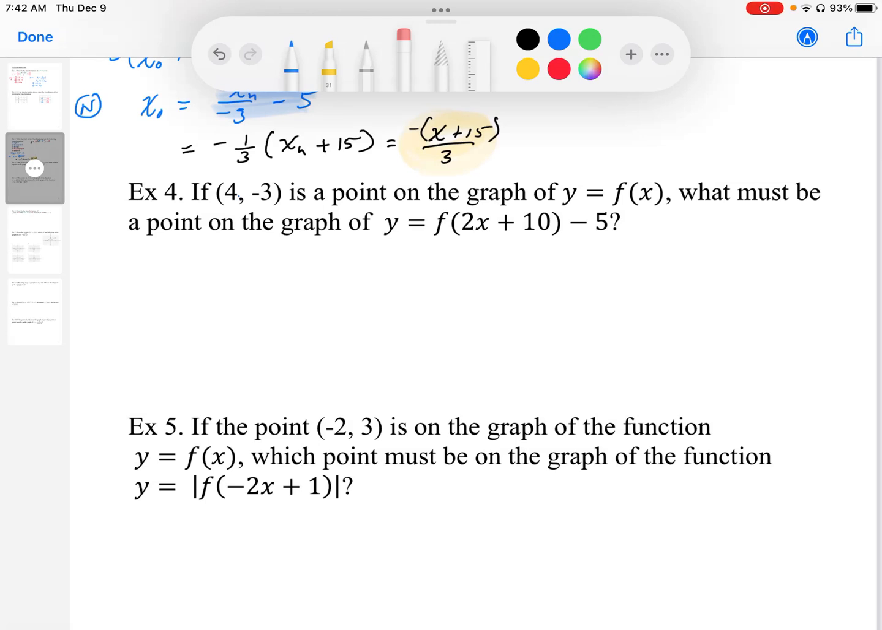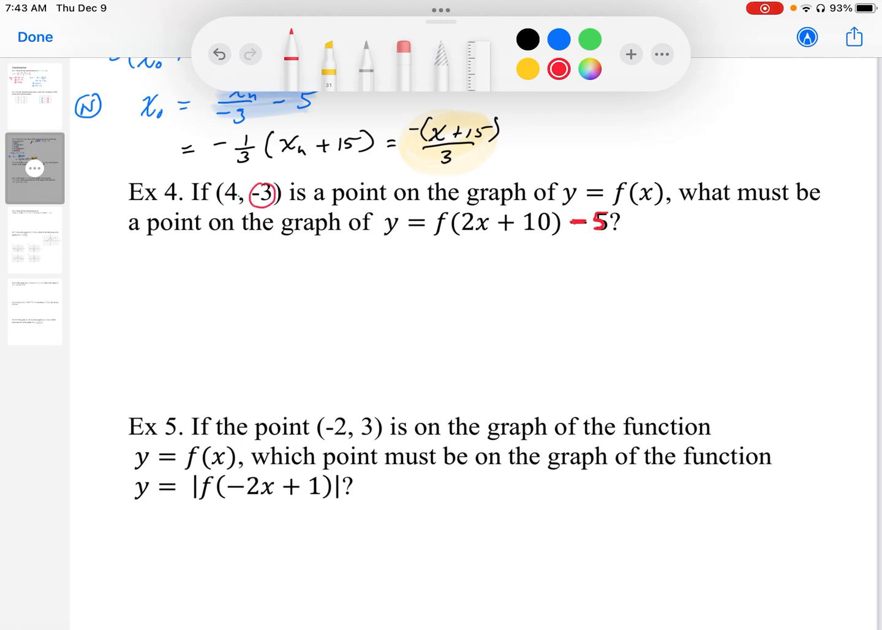In example 4, we're going to just transform one coordinate. And so we still need to separate our x and y's out. So I'm going to start with the y's. Anything on the outside is a y transformation, and the only thing on the outside is the -5. So we're going to just do a transformation of -5.